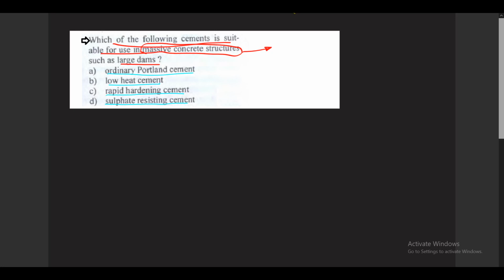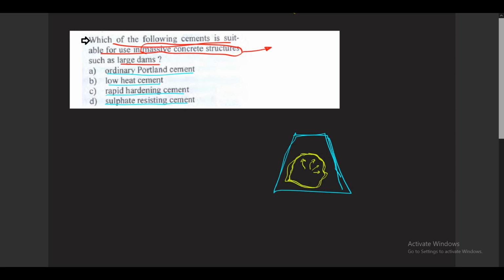Now in the case of large dams, there is a bulk structure. Suppose this is the structure of the dam. There is a large mass of concrete, or cement. As the hydration process proceeds, heat of hydration will evolve. Due to that heat, the water in the pores will get converted into water vapors, and it will ultimately exert pressure on the surrounding area.